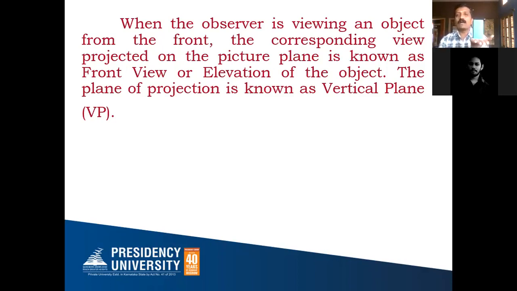So the front view is very simple to understand. The object that you are visualizing, by standing at the front side of it, you are looking at this object from the front side. The corresponding view, whatever you are projecting on this particular plane of projection, is called the front view, or we can also call it the elevation. The plane of projection where you are drawing the front view is called the vertical plane. Always remember this, you can take it as a hint also. Always the front view you will get on the vertical plane only. Whichever object you are drawing, the front view will always be on the vertical plane only.